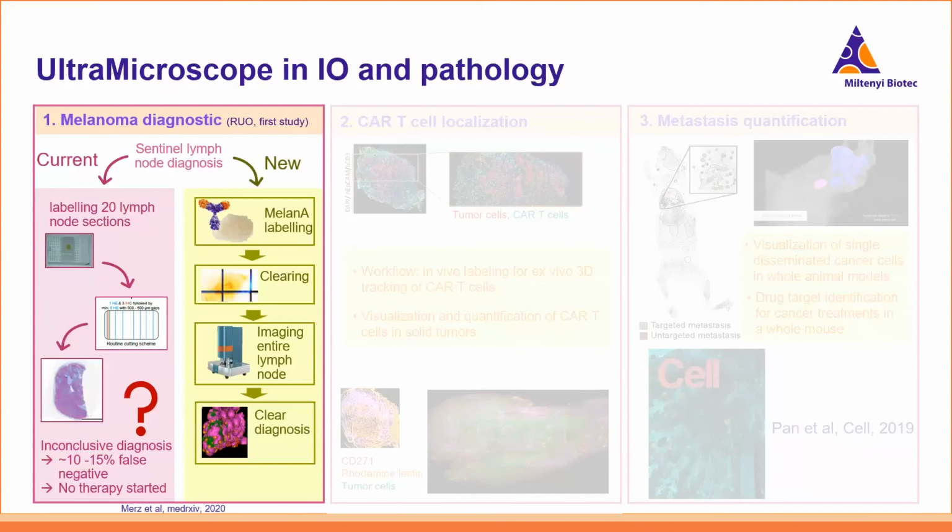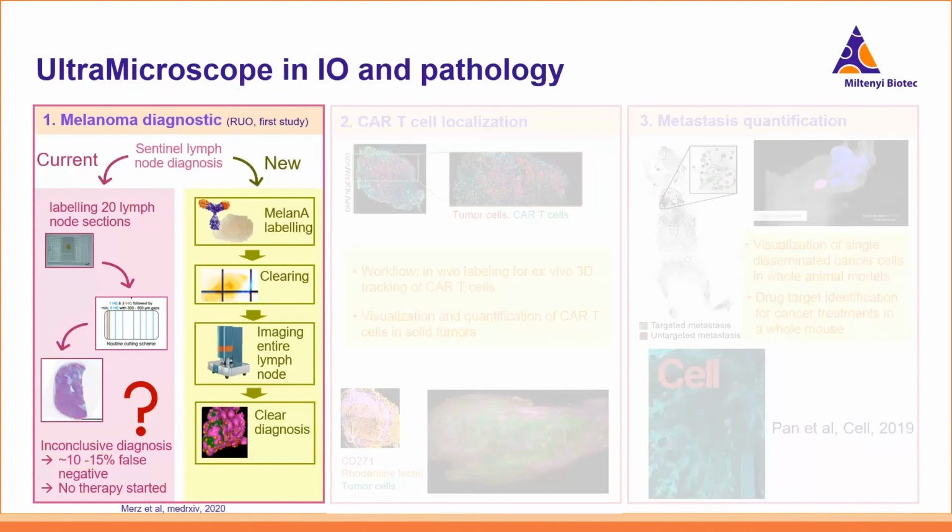The conventional method for melanoma diagnostic involves analyzing only a sample of 20 sections out of a lymph node. This sampling leads to loss of information and inconclusive diagnosis, with about 10 to 15% false negatives, with the respective patients ending up without any therapy options. Gunzer Group transformed this procedure with the UM. They imaged and analyzed the entire lymph node, and that provided them with a much more comprehensive and reliable diagnosis. Metastasis was detected in biopsies that often gave false negatives using conventional techniques. Therefore, affected patients were provided therapy much earlier.